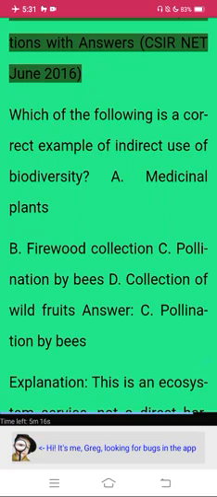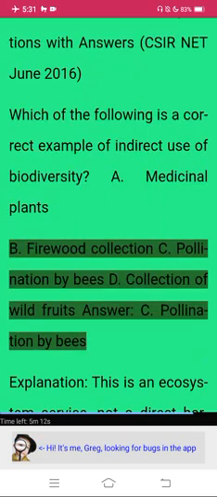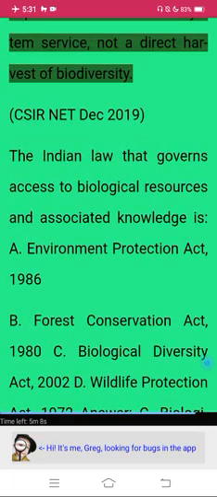Previous year CSIR NET questions with answers. CSIR NET June 2016. Which of the following is a correct example of indirect use of biodiversity? A. Medicinal plants. B. Firewood collection. C. Pollination by bees. D. Collection of wild fruits. Answer: C. Pollination by bees. Explanation: This is an ecosystem service, not a direct harvest of biodiversity.